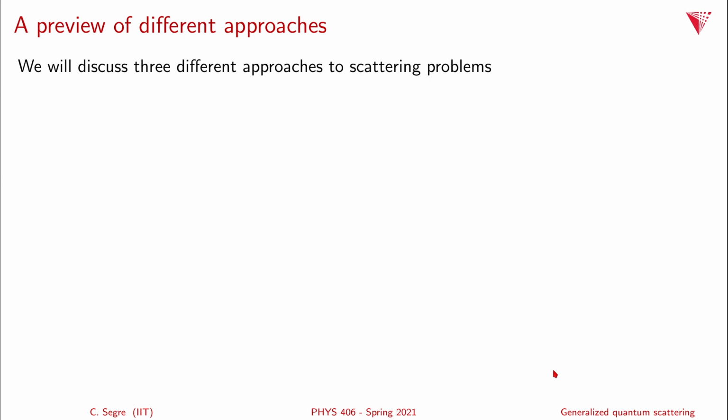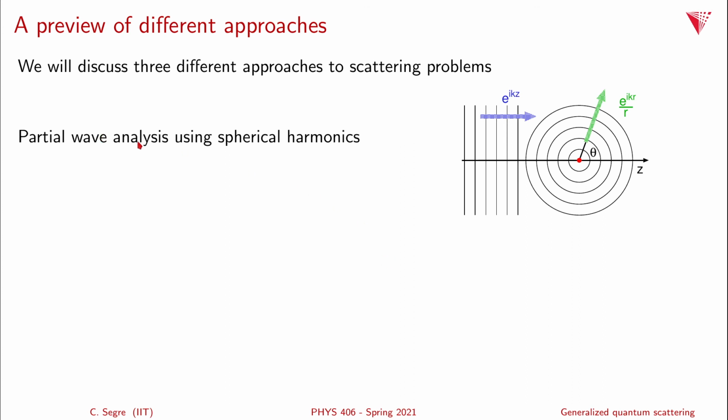So now we have a framework, but there are many different ways of doing the scattering problem. We're going to discuss 3 approaches to scattering problems that are slightly different, but that are appropriate for specific cases, and will give you a possibility to solve the scattering problem. The first one is called partial wave analysis, where we use spherical harmonics to calculate what the spherical scattering of these scattered waves are, the wave function for the scattered waves.